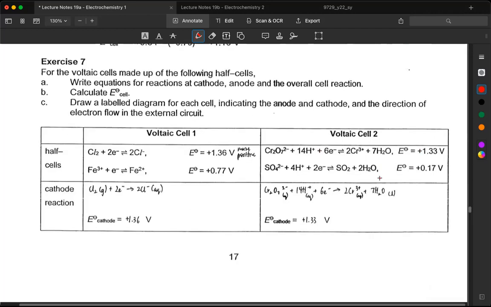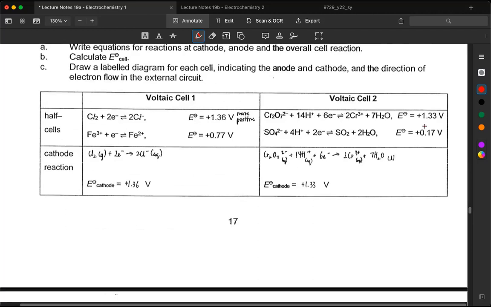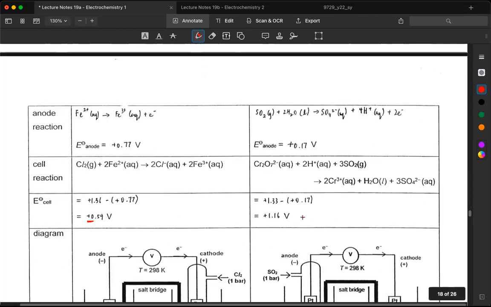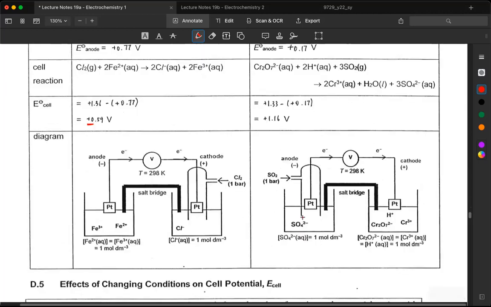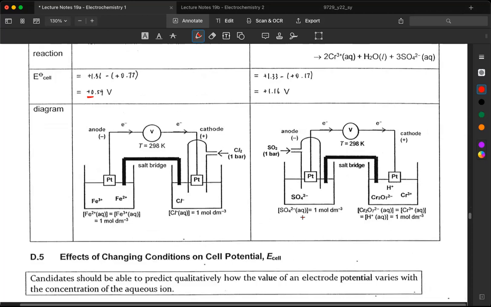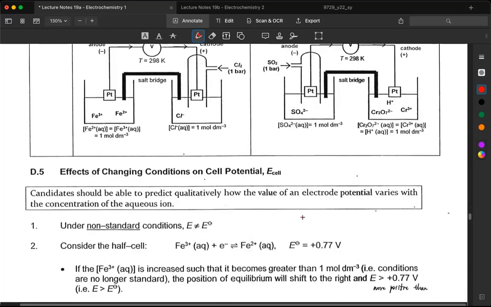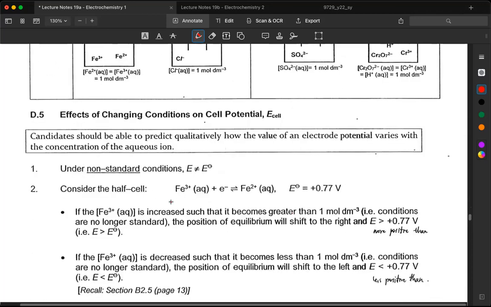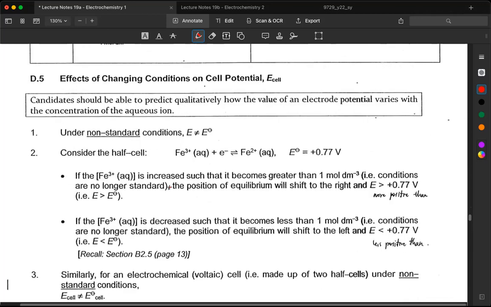All right, and then this is more positive, so this is reduction, that one oxidation, so just say 1.33 minus 0.17. That's it. Okay. Now, these are for standard condition. What if I change it to non-standard condition? How will that change the calculation? Okay. So if you have non-standard condition, like this half cell, let's look at the same example.